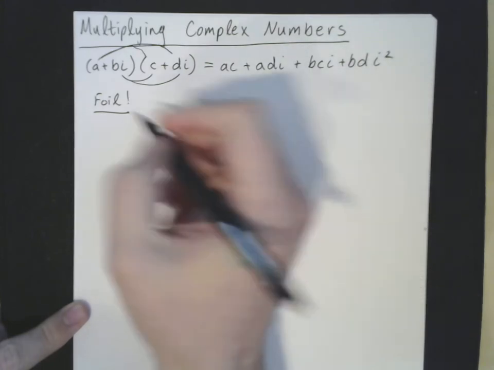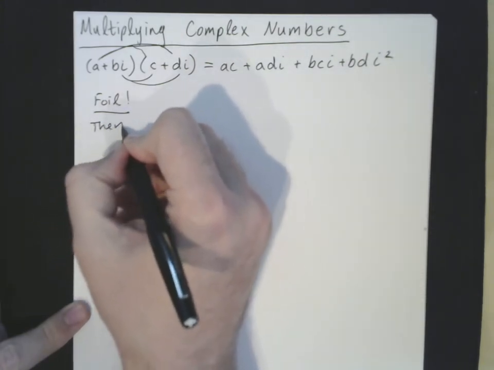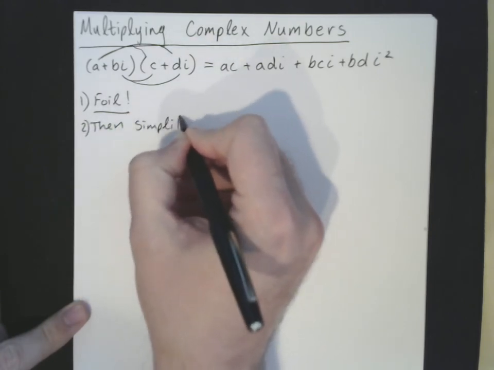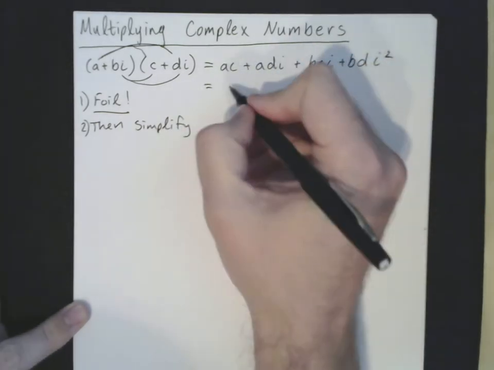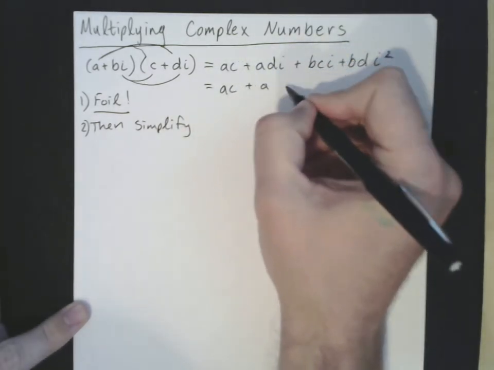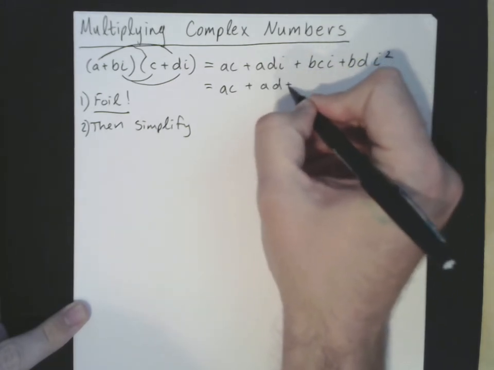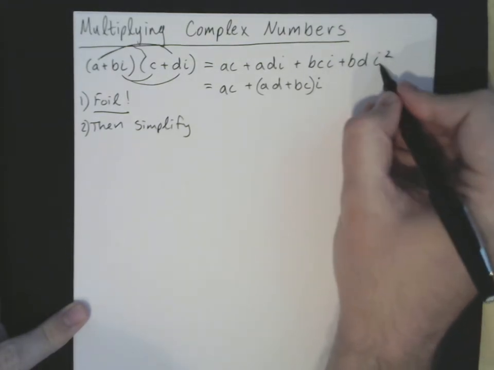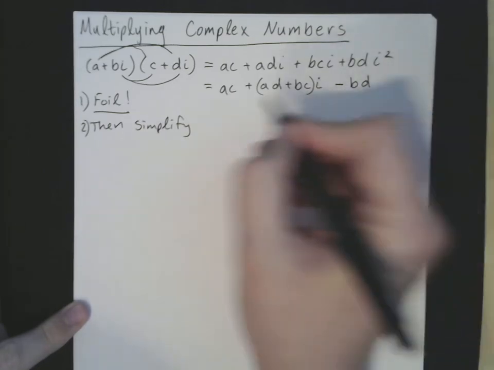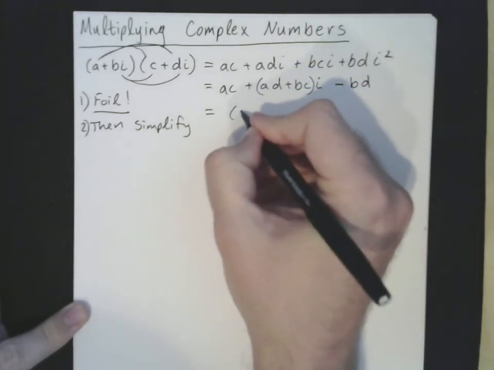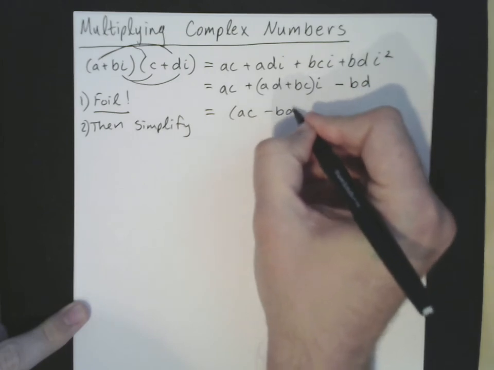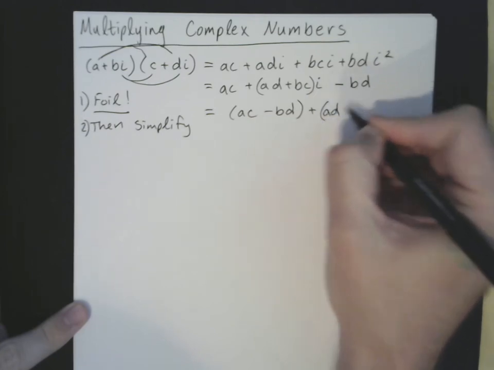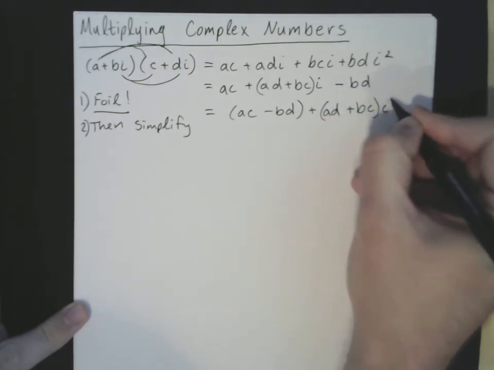Then we can simplify. So you can think of this as FOIL, then simplify. So this is ac plus ad plus bc, and I can factor out the i from that. And then i squared is just -1, so this is minus bd. So we end up with ac minus bd, grouping up those non-imaginary pieces, plus ad plus bc all times i.